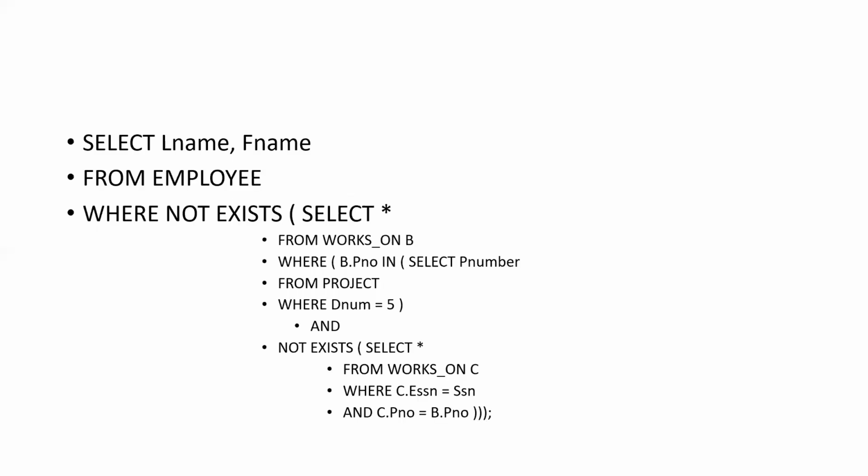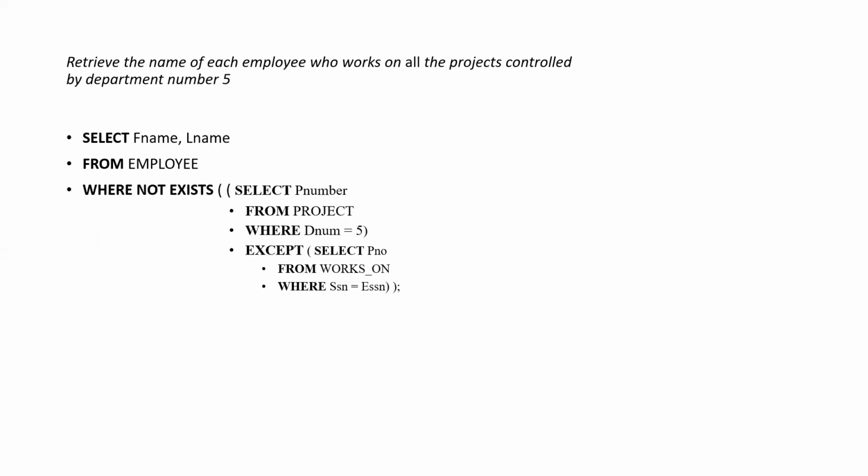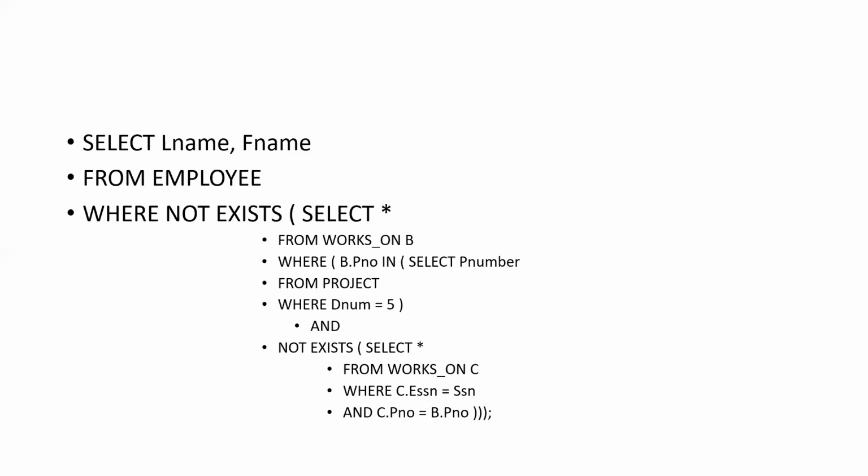Another form of the same query: in the previous cases we used only single NOT EXISTS clauses. In the next case, we are using two NOT EXISTS clauses. Select last name, first name from employee where NOT EXISTS (select * from works on B where B.project number IN (select project number from project where D number equals 5) and NOT EXISTS (select * from works on C where C.ESSN is equal to SSN and C.P number equals B.number)).